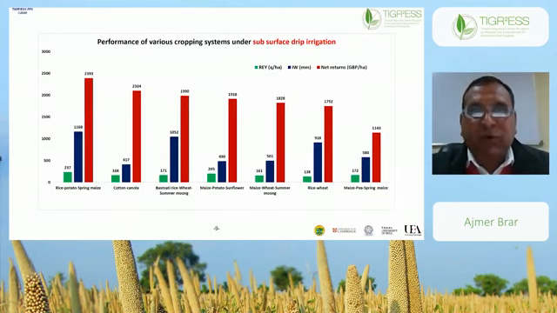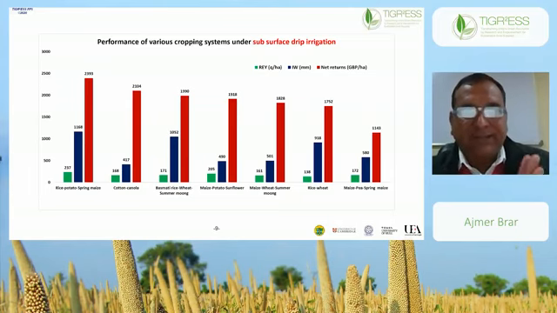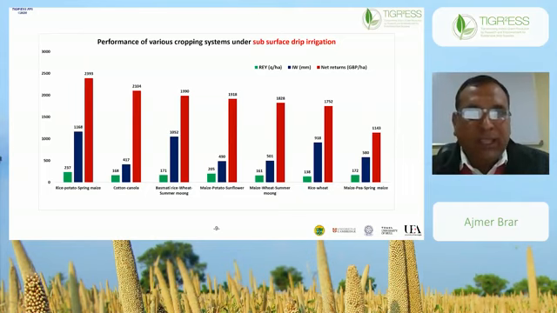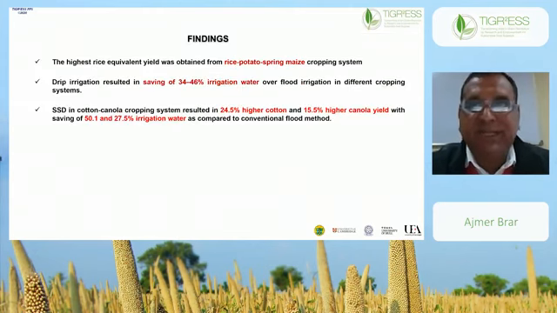So if you see the performance here, in the decreasing order, starting from the first, it gives the highest net returns, and then it decreases, and the lowest was for the maize, peas, spring maize. So rice, wheat is coming second from last. So here is rice, potato, spring maize, or cotton canola. Cotton canola is the best because it requires less water. So these are the salient findings.